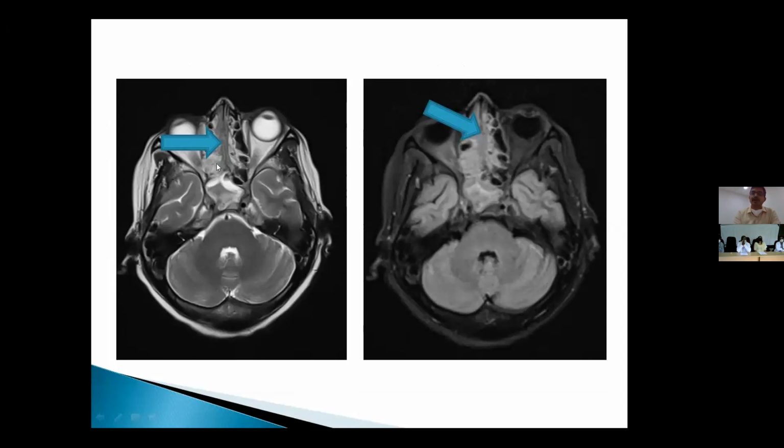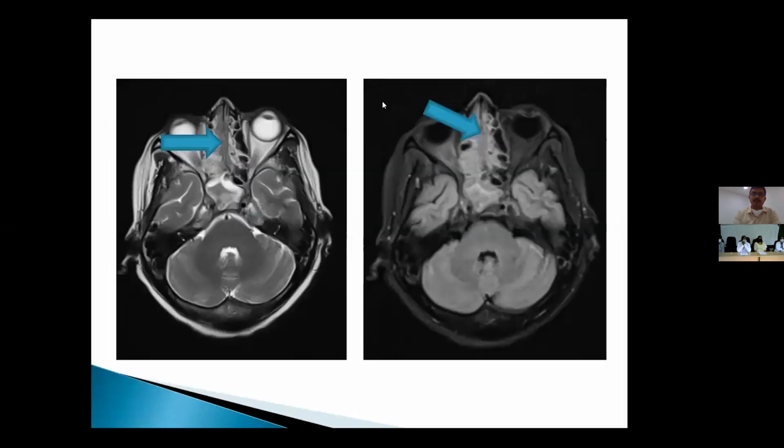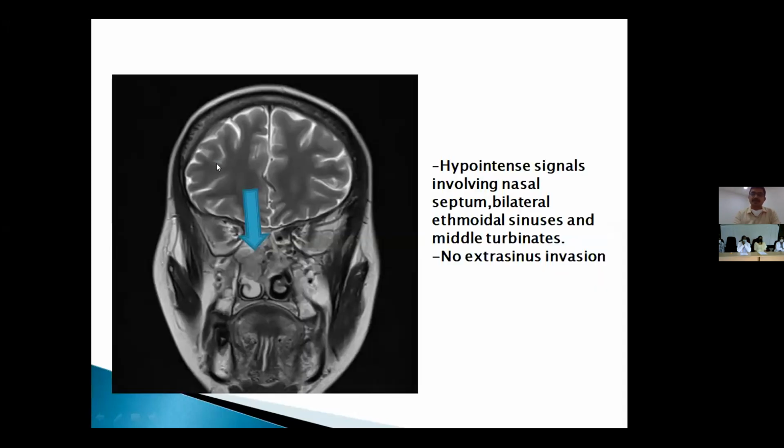Though it is surrounded by hyperintense, normal-appearing mucosa in the periphery, in the central part it is showing typical features of fungal invasion. But there is no involvement of the orbit on both sides, and no intracranial extension. For this patient, we found only nasal septum and turbinate involvement. This patient was taken immediately for surgery. She underwent only endoscopic sinus debridement. She improved very rapidly and went home after 10 days.